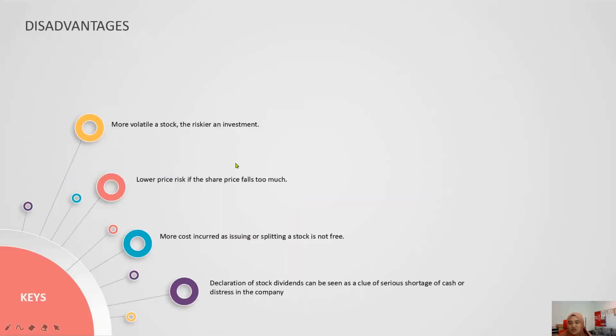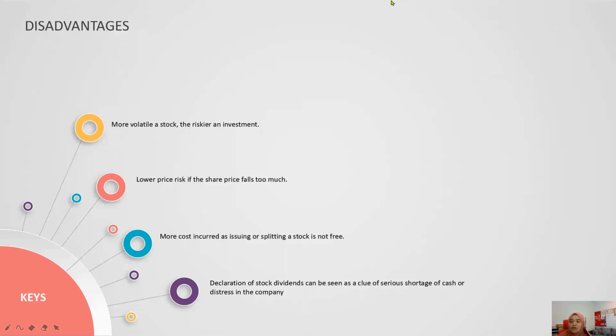For the disadvantages, more volatile stock means a riskier investment, with lower price risk, because the effect of share dividends and also stock split is a lower share price. There are risks involved there, because if the share price falls too much, it will reflect back on the image of the company, especially its performance.